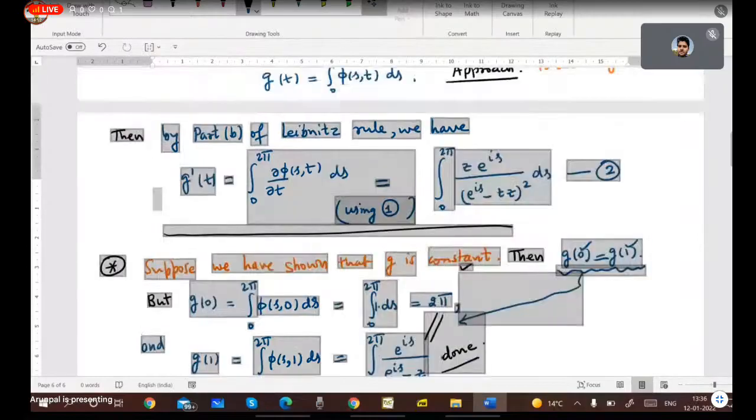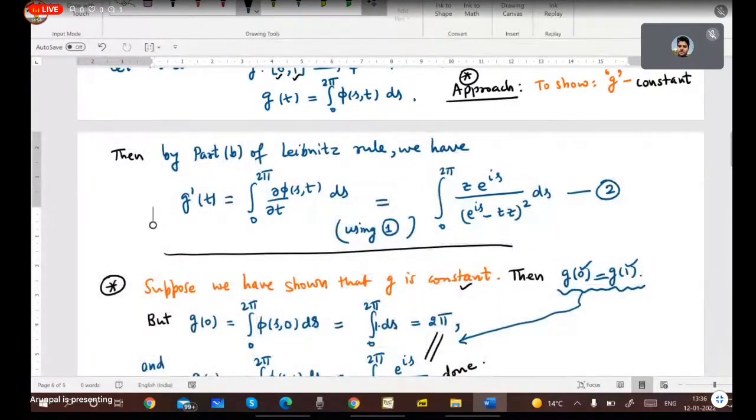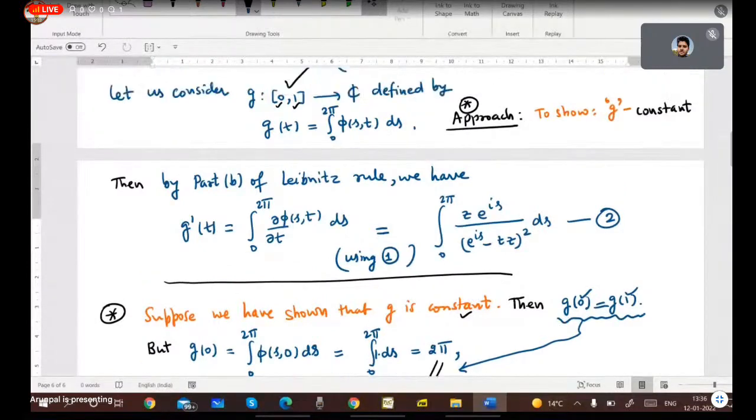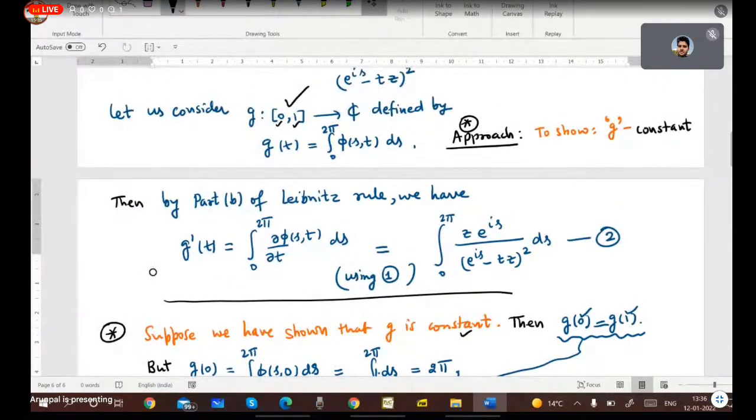Now, class, to show that g is constant, what should we show? We should show that the value of g dash t is 0 for all t in its domain, right? Yes, sir. So let me write my aim here as well. My first aim is to show that g dash t is equal to 0 for all t in the closed interval 0, 1. That's why, class, I have started with the derivative of g now. Is this okay, class?